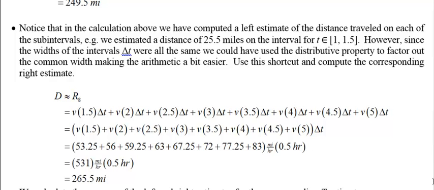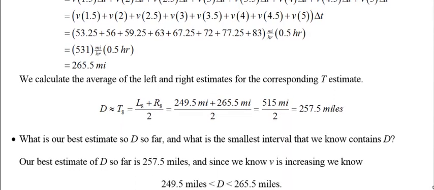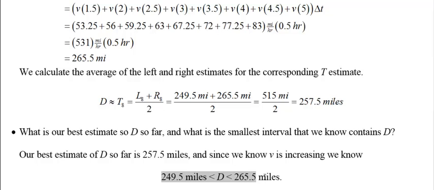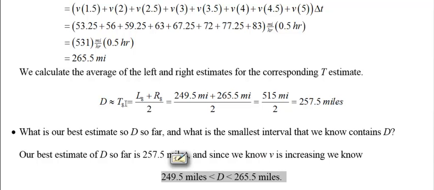Now once again, since we know it's increasing velocity, we know the right estimate is still going to be too big and the left estimate is still going to be too small. So we do know that it's somewhere between 249.5 and 265.5. Now we've narrowed it down quite a bit more. We have much better bounds, lower and upper bound. And our T estimate, I'll call it T sub 8, which is L8 plus R8 divided by 2, turned out to be 257.5 miles. And that, of all the things we've come up with so far, is our best estimate.